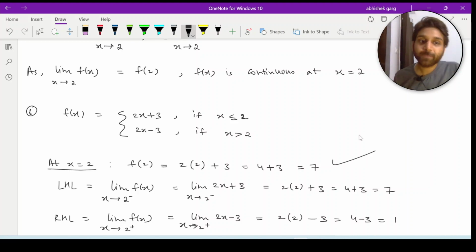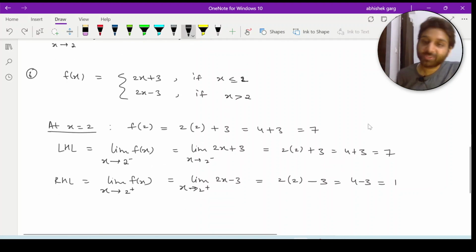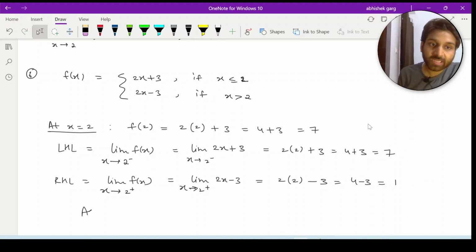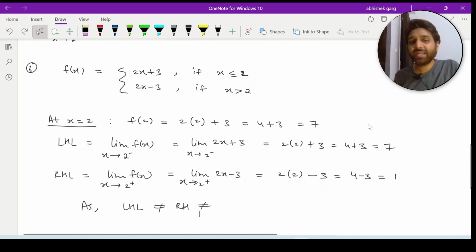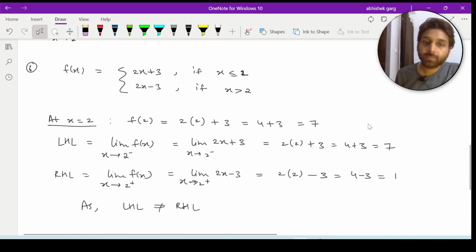So as you can see, the value of function and the left hand limit are equal, but it is not equal to the right hand limit. So this one is making it discontinuous. So we'll write LHL is not equal to RHL, limit f(x).